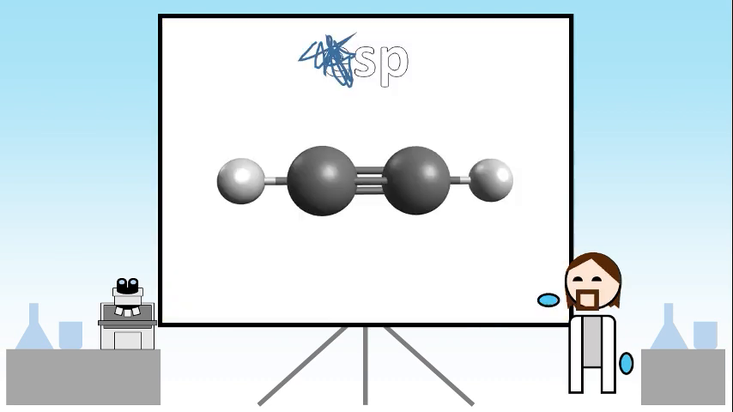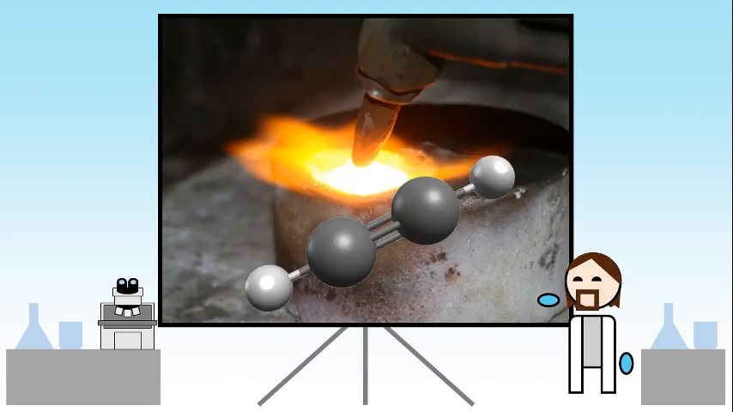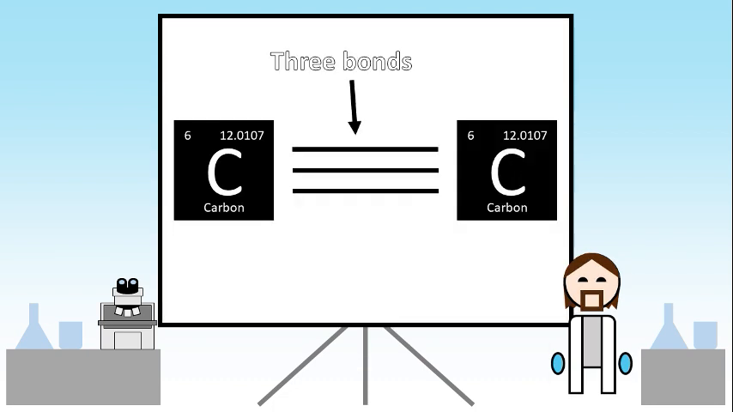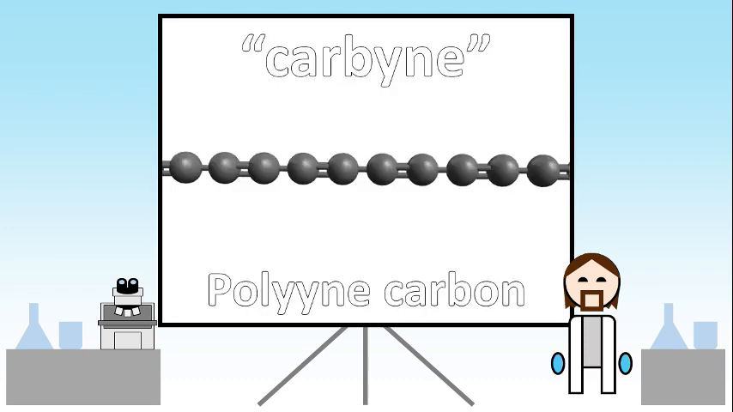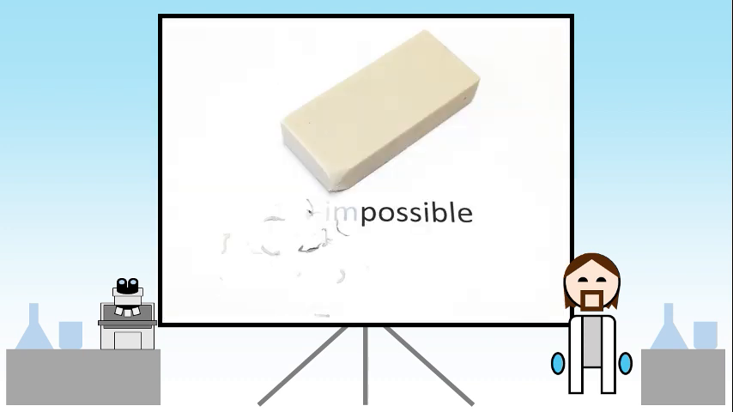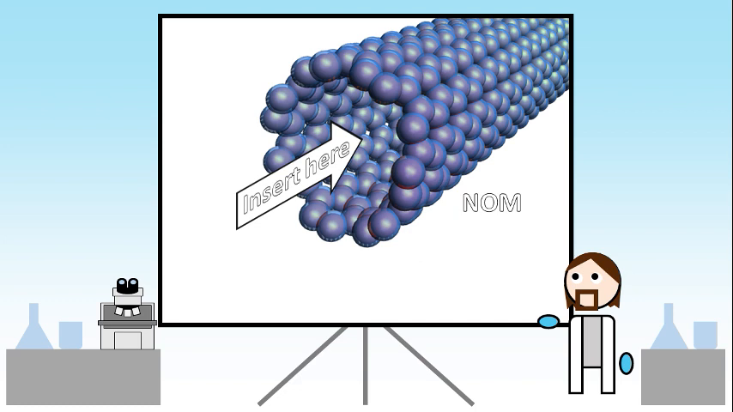sp bonding is found in linear molecules like acetylene, and is also known as a triple bond. This is because each carbon atom shares 3 electrons with its direct neighbour. An all-carbon material consisting of only sp bonding is called carbyne, or polyyne carbon. Such materials are almost impossible to synthesize, and to date people have only really been able to study them when they're trapped inside carbon nanotubes.